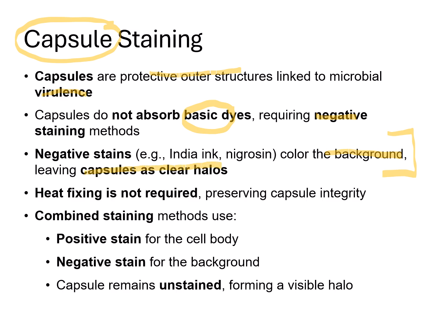You don't use heat fixing in this case, usually because capsules are very heat sensitive. So if you use heat, it'll kind of destroy or change the shape of the capsule. So you don't use heat in order to preserve the capsule integrity, that structure. The combined staining method usually involves first a negative stain to stain the background, then some kind of positive basic stain to stain the cells. And what you see in the result are stained cells, a stained background, and an unstained capsule in between.